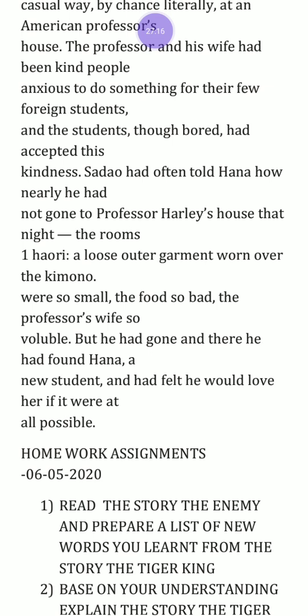Valuable means very talkative. He was just nostalgic about his past life, thinking about how he met Hannah. If he had not gone to the professor's house, he would not have met Hannah. He is just thinking about the poor quality of food and the poor talking style of the professor's wife. But he had gone, and there he had found Hannah, a new student, and had felt he would love her if it were at all possible. And finally he fell in love with Hannah, got engaged and got married.